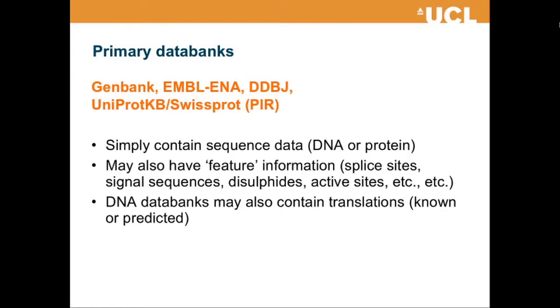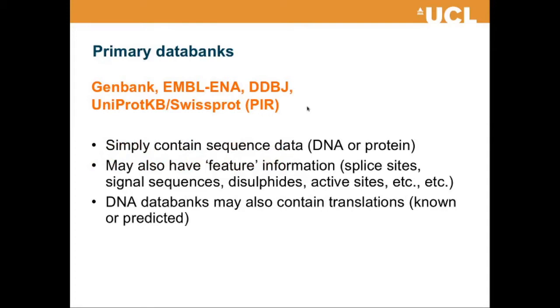Let's look at some examples of primary databanks. Now, we've already encountered GenBank, EMBL and DDBJ. EMBL is now called EMBL ENA, so that's European Molecular Biology Lab, European Nucleotide Archive. These three resources, as I mentioned before, contain DNA sequence data. Now, they may also contain translations of the regions that encode proteins, but their primary function is to record the DNA data.